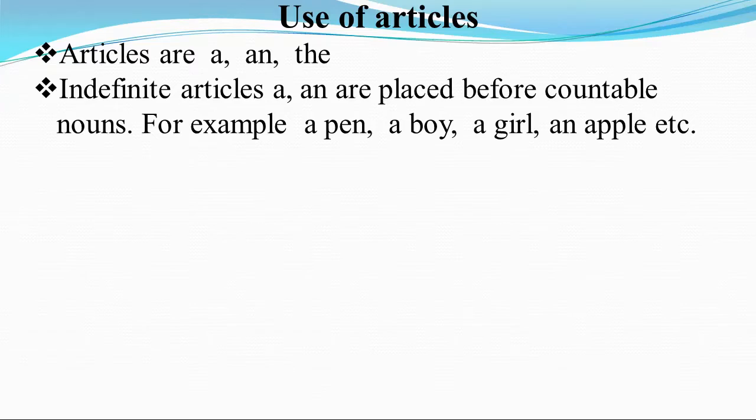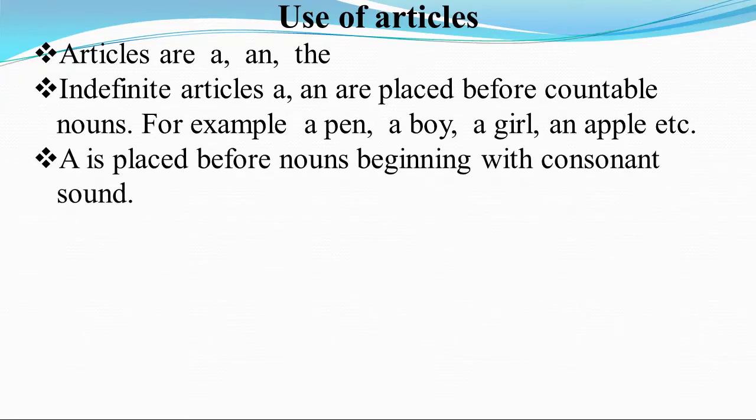Indefinite articles a and an are placed before countable nouns. Countable nouns means the nouns that can be counted. Okay, for example, pen, boy, girl, chair, apple, table, etc. We'll place a or an before these nouns, like a pen, a boy, a girl, an apple.